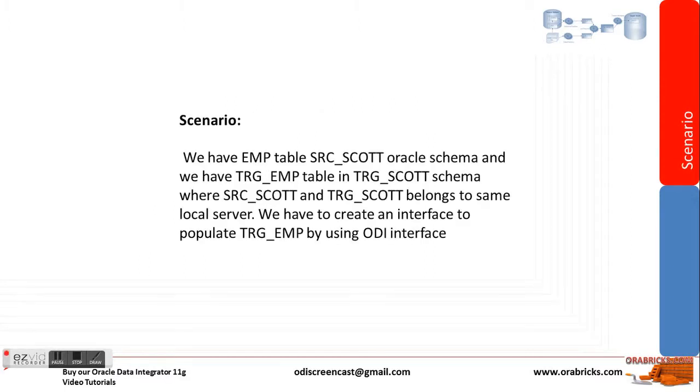Let us consider a scenario where we have EMP table in SRC Scott Oracle schema and we have TRG EMP table in TRG Scott schema, where SRC Scott and TRG Scott schemas belong to the same local database server. Basically, we have to create an interface to populate TRG EMP table in the TRG Scott schema by fetching the records from SRC Scott schema EMP table by using an ODI interface. Remember, here your SRC Scott and TRG Scott belong to the same database server.